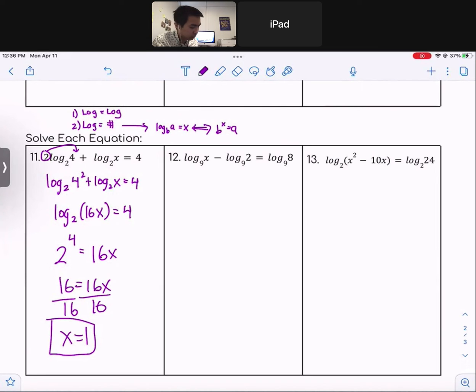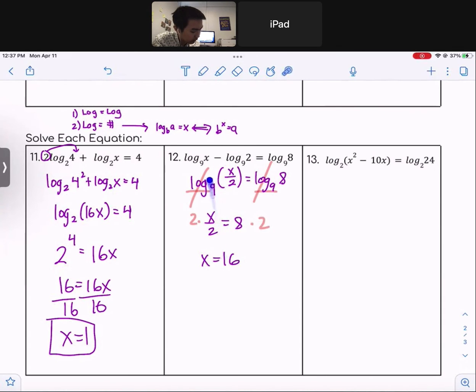Number 12. So it looks like we have a log equals log case, you guys, because there's a log on the left and right hand side. So when we condense it, it's minus, so when you condense it, it's division. Log base 9 of x over 2 equals log base 9 of 8. And because it's log equals a log, you guys, all we have left is x over 2 is equal to 8. Times both sides by 2, and x is equal to 16. And when we plug in this 16 into here, you guys, that's perfectly fine because of log base 9 of a positive number 16.